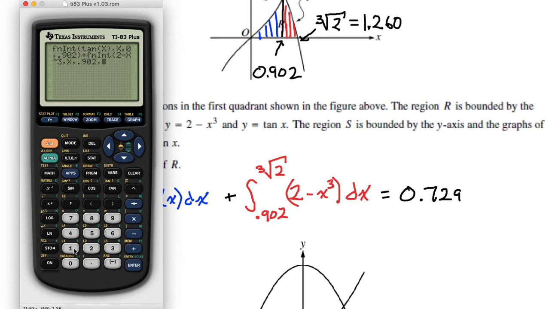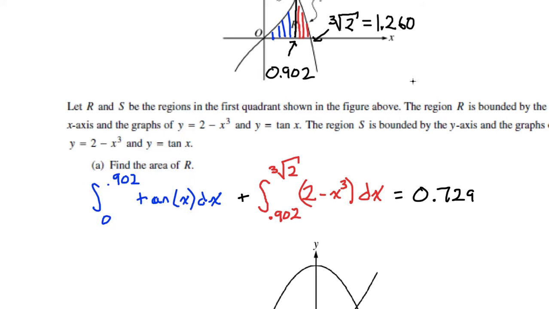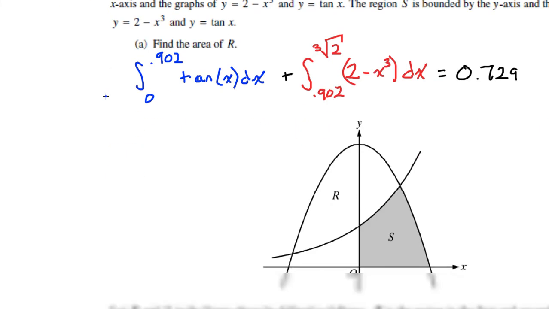So I'm just going to do the decimal, 1.26. Hit enter. I don't need that last parenthesis because it knows what's going on. And 0.729 is the right answer. That was question number 2. I'm on to question number 3 now.